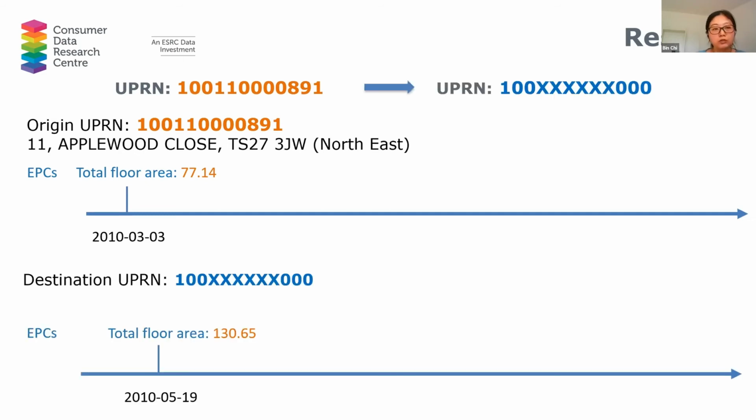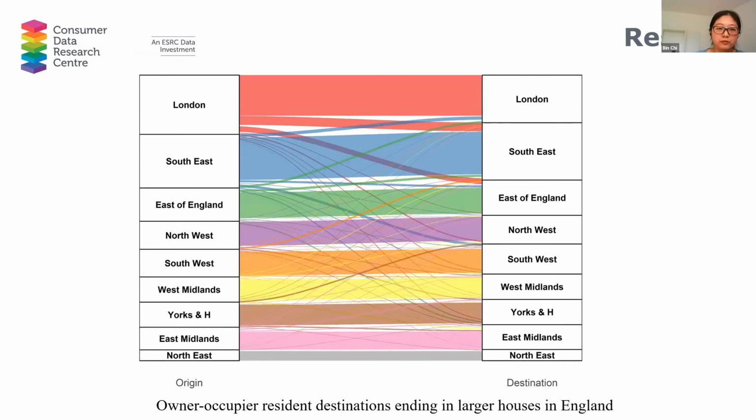Meanwhile, we can also know the floor size for the destination UPRN in the LCR data. Clearly this is 130 square meters. What it means is that this residential move was to a bigger house. With this kind of information, we are currently able to get 6 million UPRNs to show this flow.